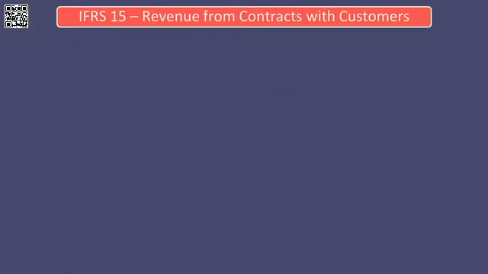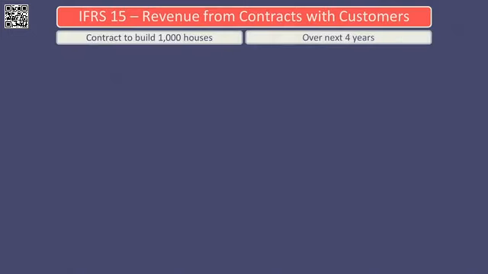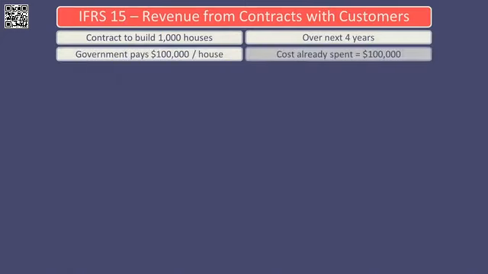So now let's have a look at a question. We Buildum Incorporated is one of the largest construction companies in the country. After a lengthy and costly tendering process, the company has been awarded a contract to build 1,000 houses for the local government over the next 4 years. The project will take 3 years and the local government will pay $100,000 per house. The company spends $100,000 in accountancy and legal fees when applying through the local government's tendering process.